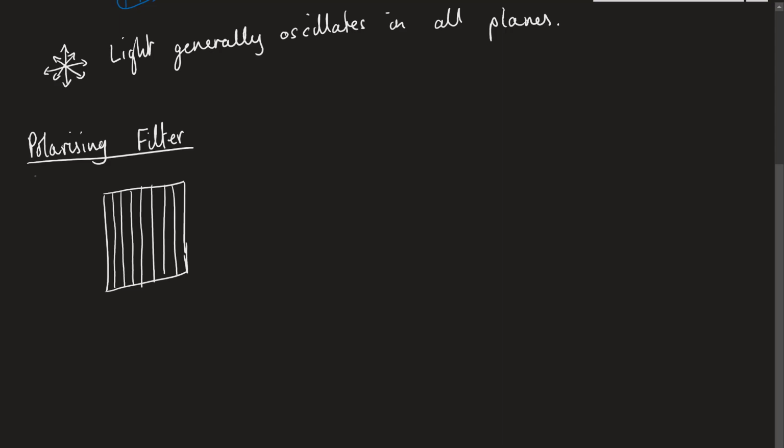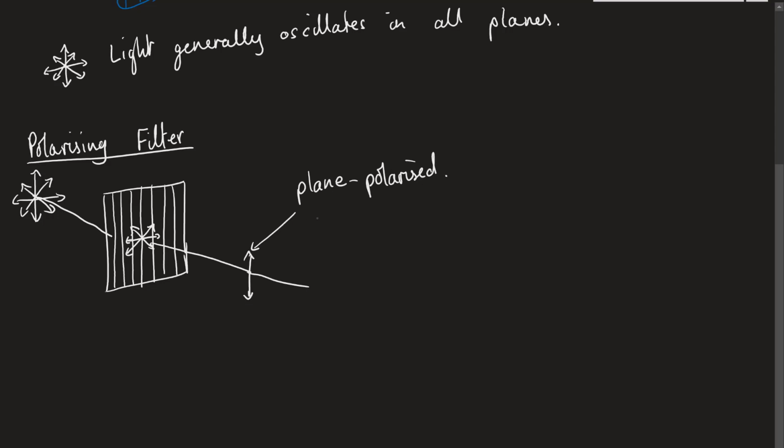So if we have some sort of light ray that's going to come through and it travels through here, we're only going to get the vertical that can actually pass through, because all of the horizontal ones are going to get blocked by these bars. So are the angular ones, and the only light that can actually pass through is vertical. And the light we get on this side is now what we call plane polarized, because it only oscillates in that individual plane.